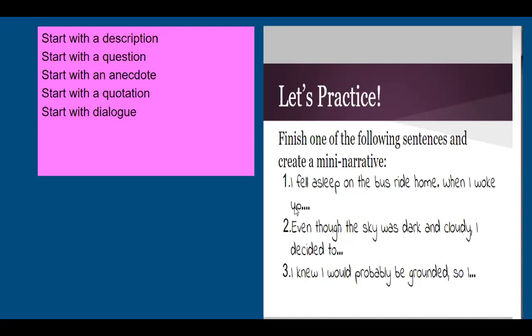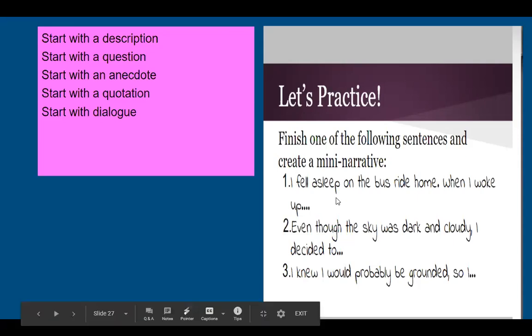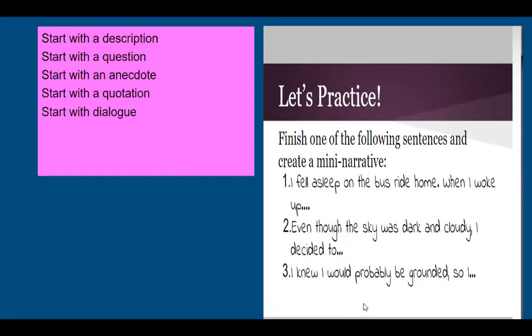Suppose this is one beginning, and you finish the following sentence to create a mini narrative. Now, what is a mini narrative? It's not a long story. It's a short story. I fell asleep on the bus ride home when I woke up. Now, if I ask you to give me some endings of these, just try one. I'd like you to try one. Can you give me an ending of this?